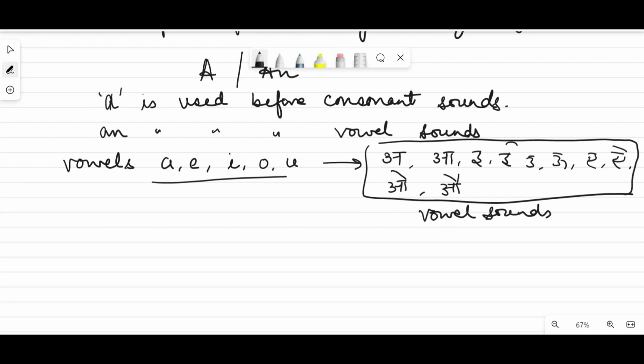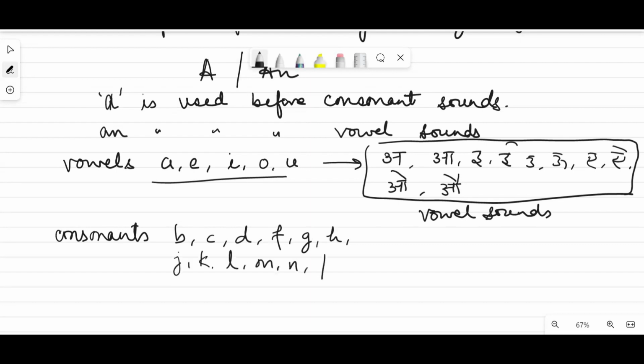And other than these five letters, whatever letters we have, like B, C, D, F, G, H, J, K, L, M, N, P, and so on till Z. So these are all consonants. And the sounds that are produced by them are the Vyanjans of Hindi. What are Hindi Vyanjan? Do you remember? Ka, kha, ga, gha, cha, cha, ja, jha, ta, tha, da, dha. All right. So these are consonant sounds.